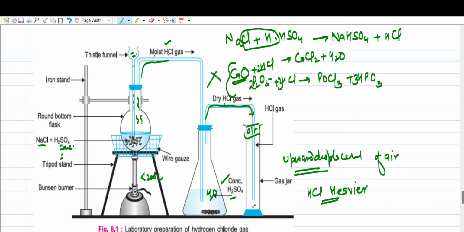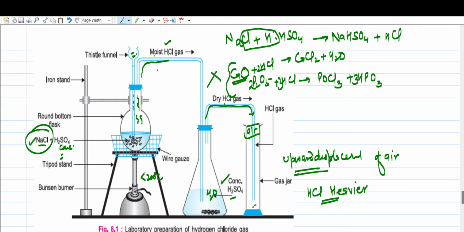The question that comes in this generally is, what do you take as a reactant? So the reactant is sodium chloride or potassium chloride. Now why? Because it is an active chloride salt. If we take any other chloride salt, the reaction speed will get slowed down first.